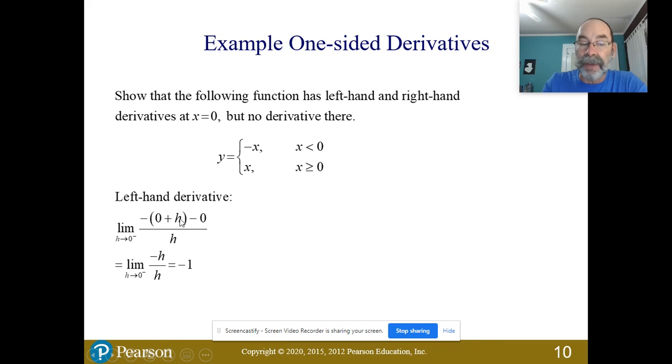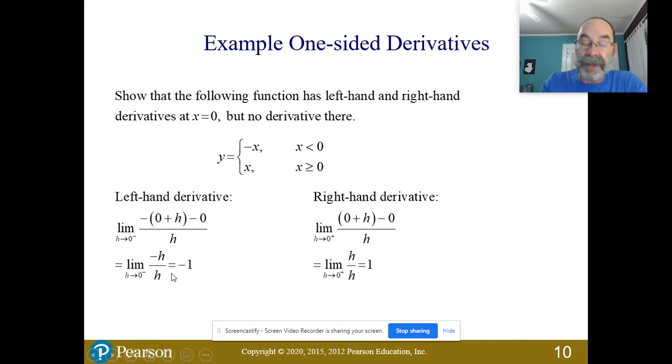So the negative of 0 plus h minus f of 0, which turns out to be 0, all divided by h. Okay, you get negative h divided by h, which turns out to be -1. So it's got a slope of -1 when you're to the left of 0. If you move to the right of 0, you do the same thing, except now we're going to use the bottom function, and then you get a slope of 1.